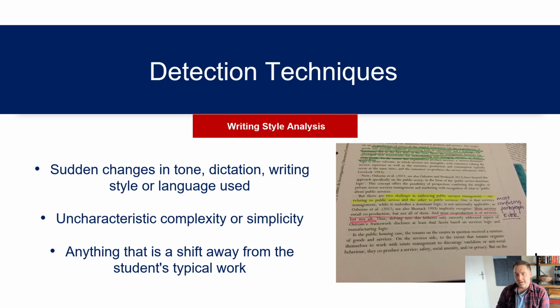Other things, changes in writing style is a really big one. So if you are reading it and there are sudden changes in tone, diction, writing style, language, uncharacteristically complex compared to normal, anything that's a shift away from things you've read in the past from a student is a big indicator that it's probably not them.